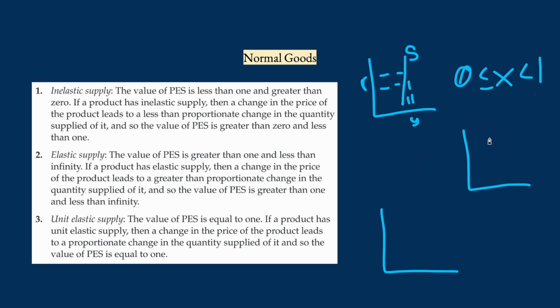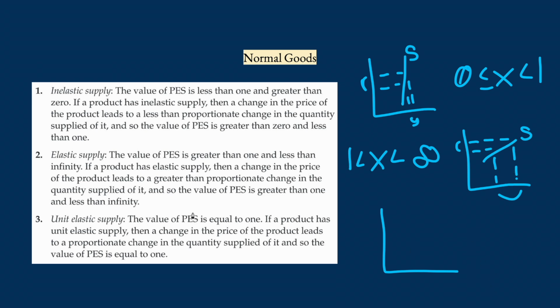Elastic supply is now the exact opposite. It's where it's less steep. It's more kind of flat, I guess you could say. So that's when the supply curve would look like this. And elastic supply is when the value of PES is greater than 1, but still less than infinity. And of course, it can't equal infinity in realistic terms. Okay, and it's an elastic curve because a change in price leads to a greater than proportionate change in the quantity supplied. As you can see here, the area here is bigger than the area here. So therefore, you can word it by saying it leads to a greater than proportionate change in the quantity supplied.